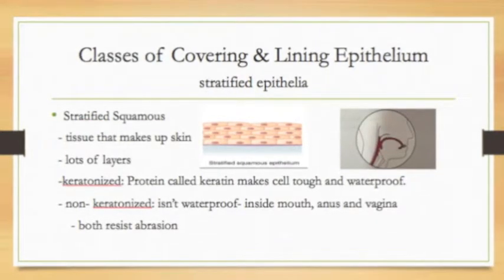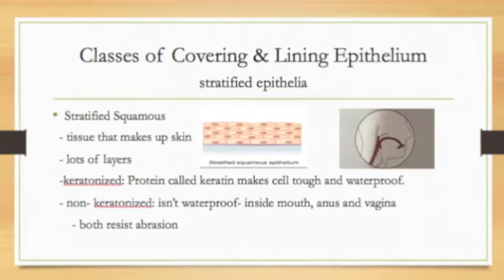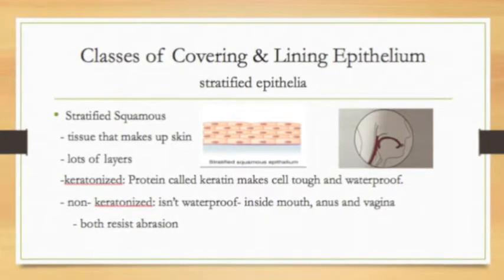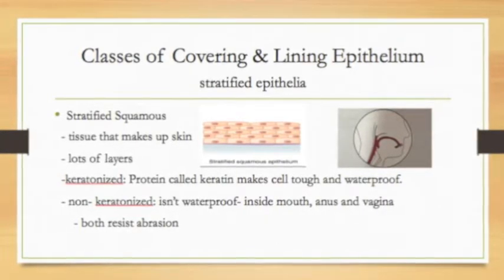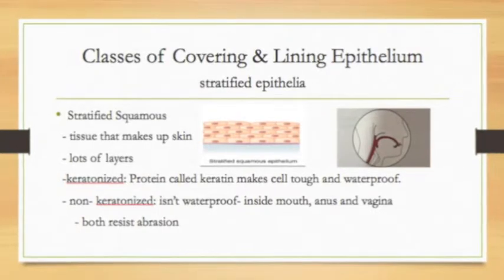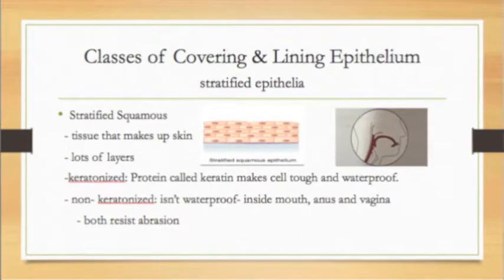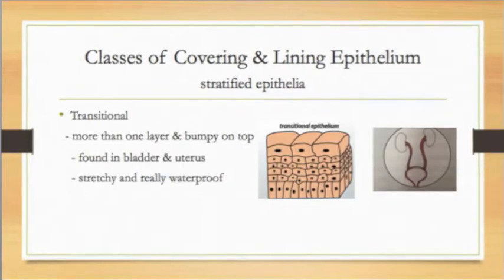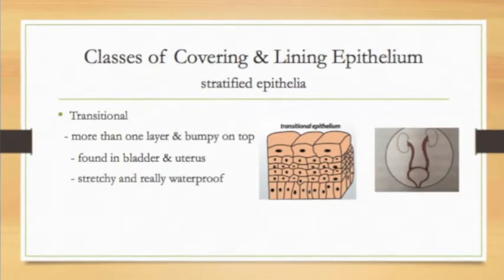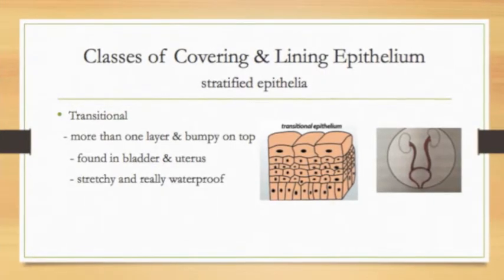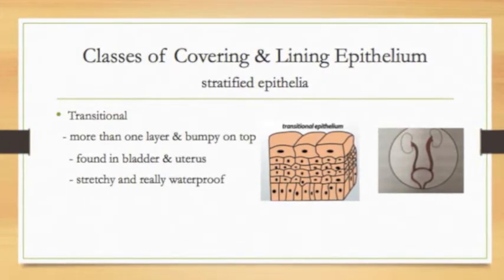Stratified squamous is the tissue that makes up the skin. It's lots of layers. It's keratinized, which means it has a protein called keratin that makes it tough and waterproof. If it's non-keratinized, it isn't waterproof. It's found inside mouth, anus, and vagina, and it resists abrasion. Transitional is more than one layer. It's bumpy on top. It's found in the bladder and uterus. It's stretchy and really waterproof.